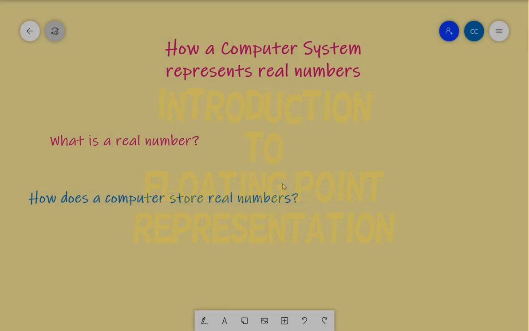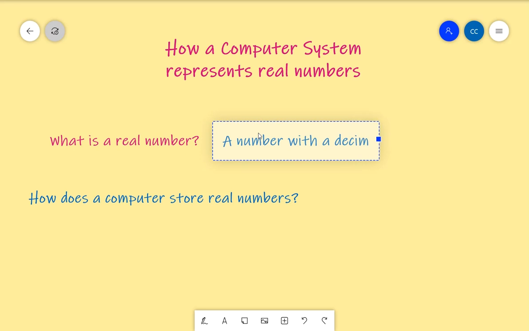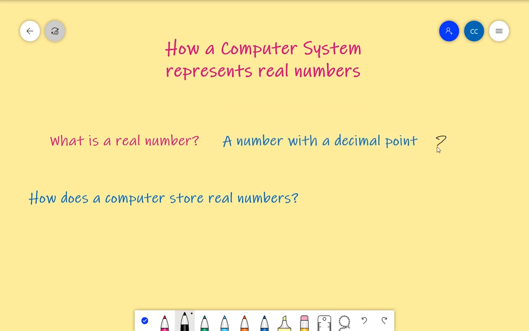How does a computer system represent real numbers? To identify this, we first need to establish what is a real number. So let's get a definition of a real number in here. I would say a real number is a number with a decimal point. 23.174 is a real number. 10.1, 0.23, these are all real numbers because they have a decimal point.